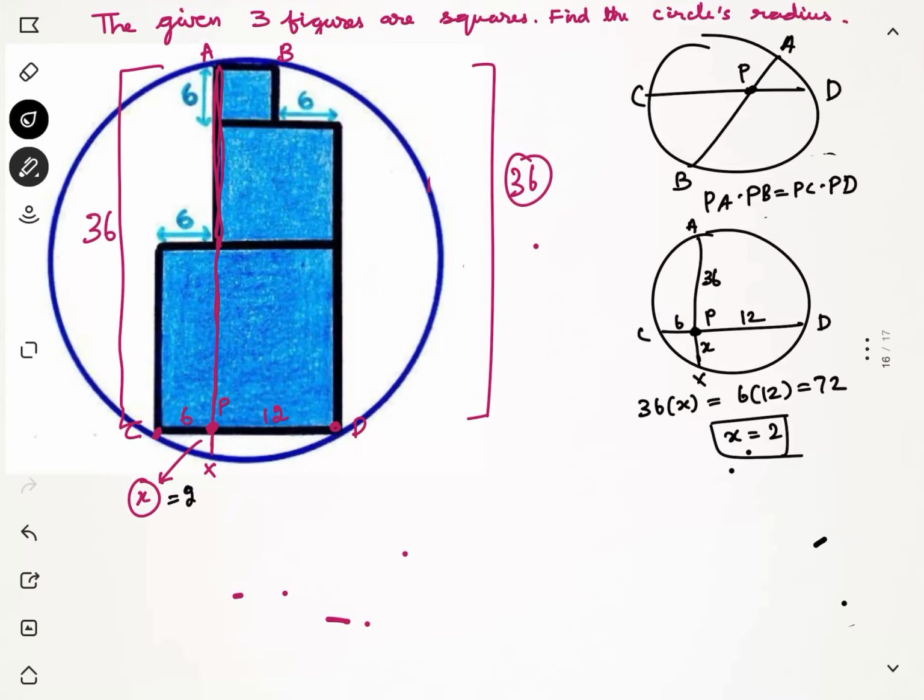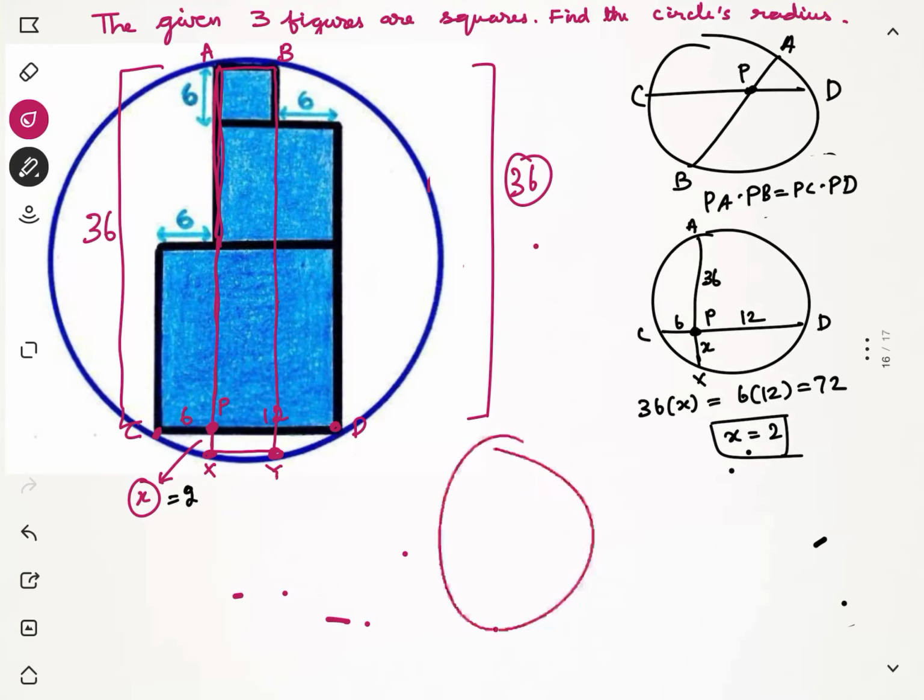The moment I establish X is equal to 2, I can form a small rectangle here. A, B, let's extend this line also all the way until it hits the circle on the bottom. And let's call this point Y. So what I have is A, B, Y, X rectangle.